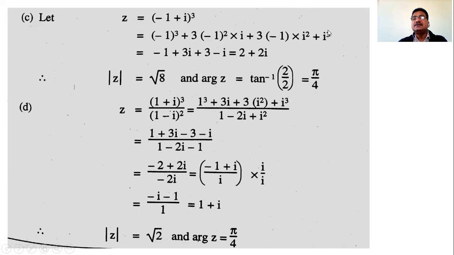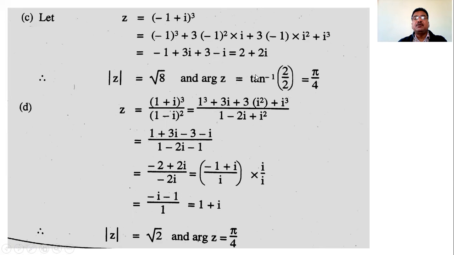i cube is minus i, and i square is minus 1. So we have the answer 2 plus 2i. Then its modulus is root of 2 square plus 2 square, that is root 8. And for the principal argument, both are positive, so use the formula tan inverse of y by x, 2 by 2, that is tan inverse 1, which is pi by 4. So its argument is pi by 4.